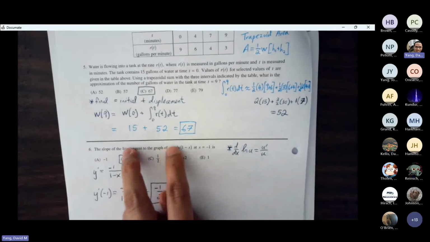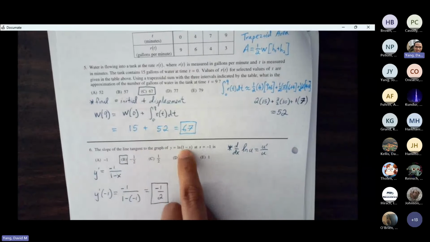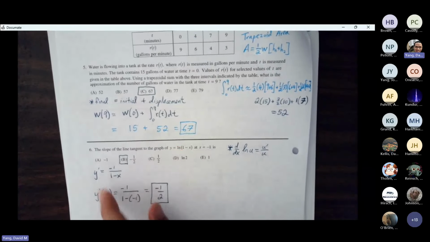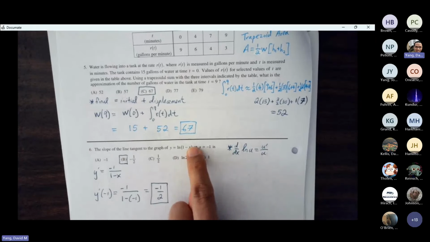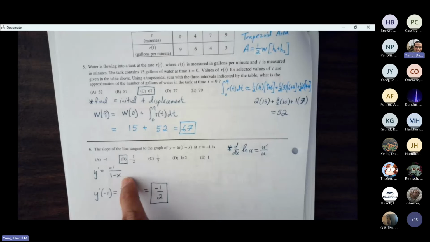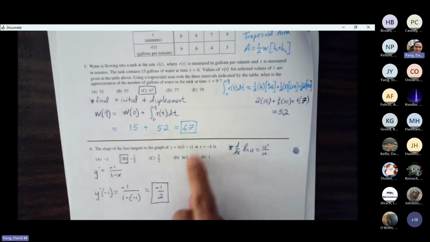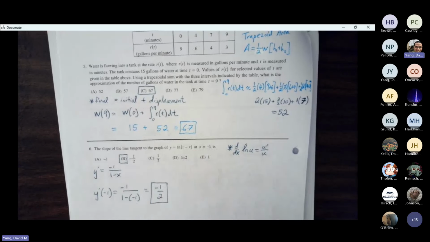Number 6, slope of the tangent line. So we know we've got to find y prime of -1. So y prime is u prime over u because of natural log of u. That's just the rule for natural log. Once we find the derivative, plug -1 in for x, and we get that cleaned up to be -1/2.